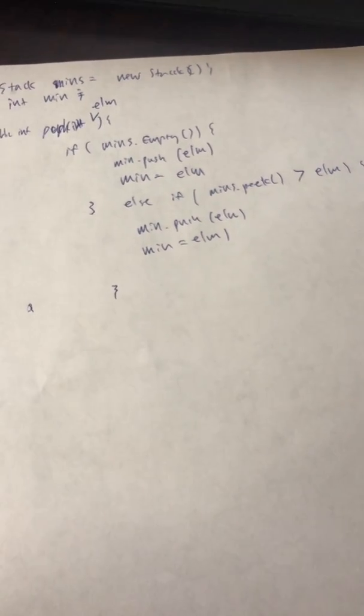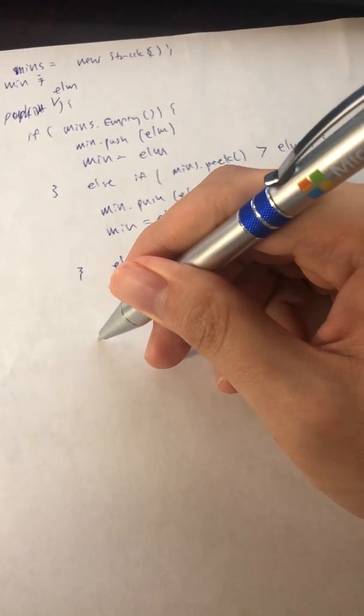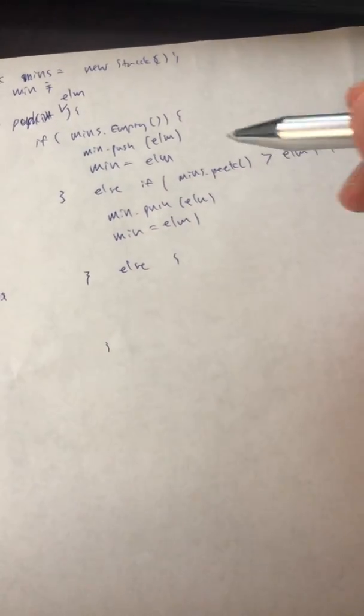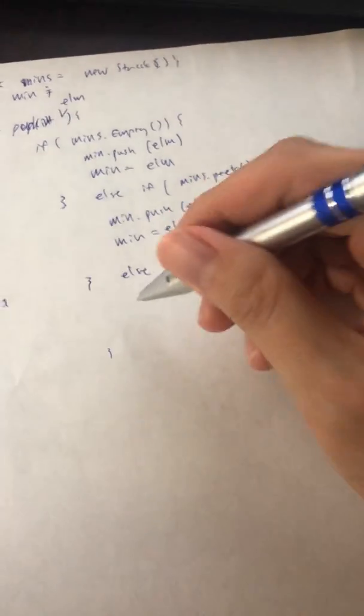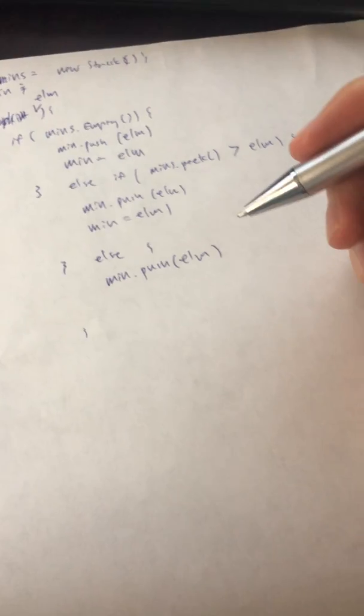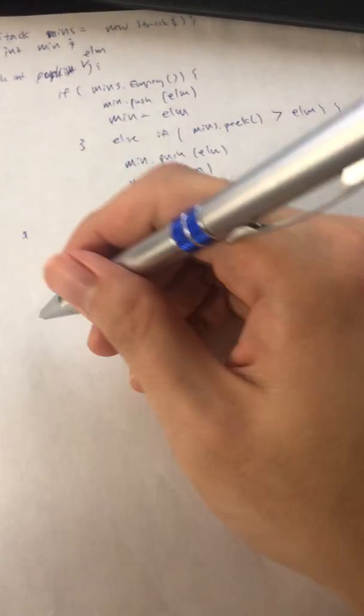And after that, if nothing else, that means the element is bigger than the min. It's just going to do mins.push elm. So this could have been reduced to 2 lines of code, but I'm doing it on the fly. So that does it. That keeps track of the minimum as the elements are being added to it.